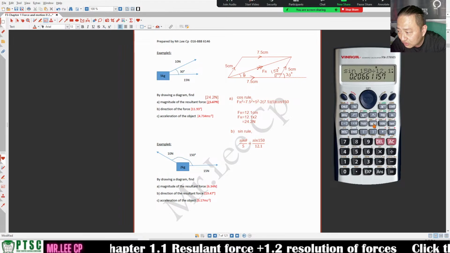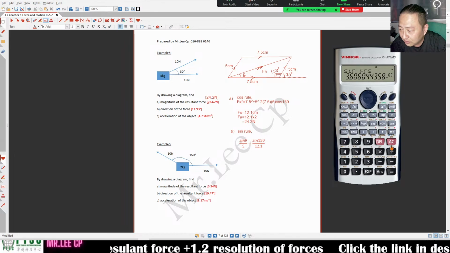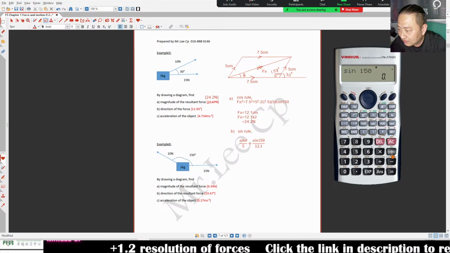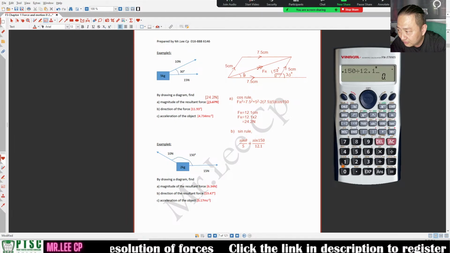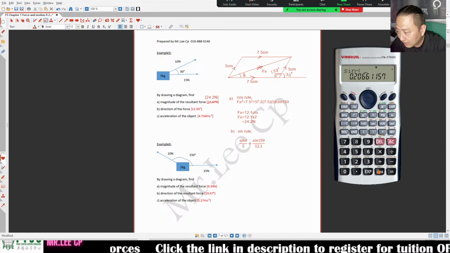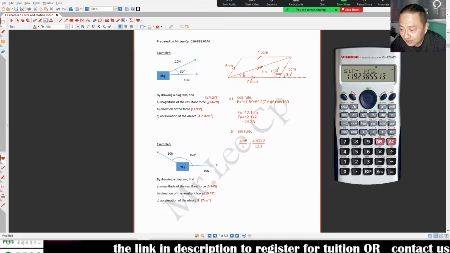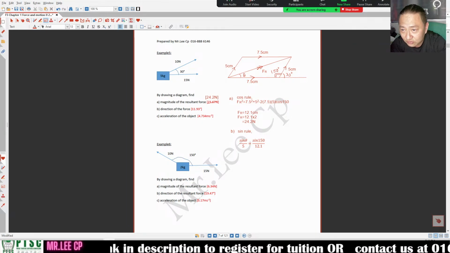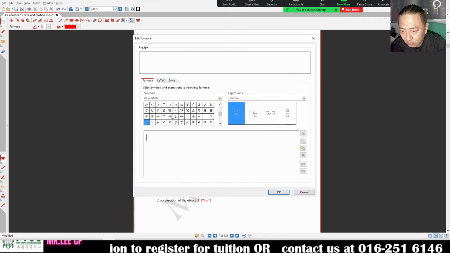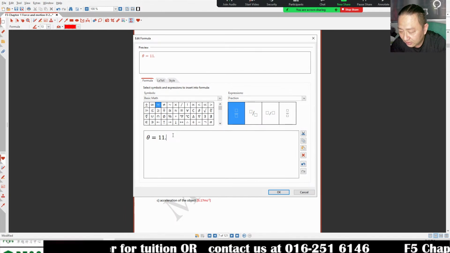So I need to shift sine answer equal. One more time: sine 150 divided by 12.1 times 5, equal. Shift sine, answer, equal. You get 11.93. Theta will be equivalent to 11.93 degrees.